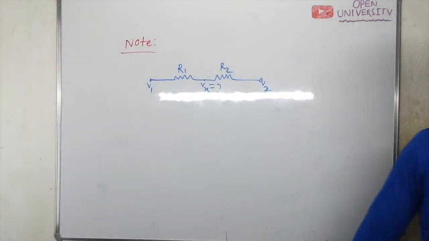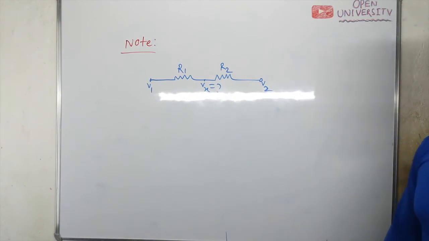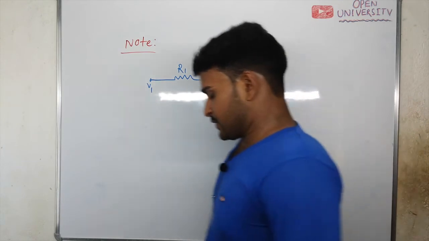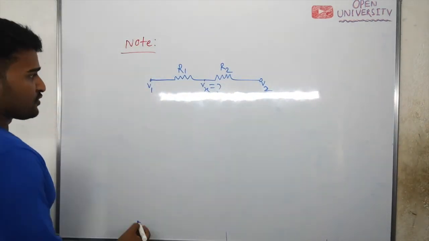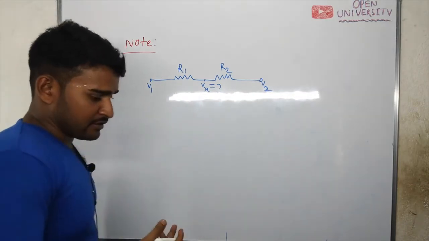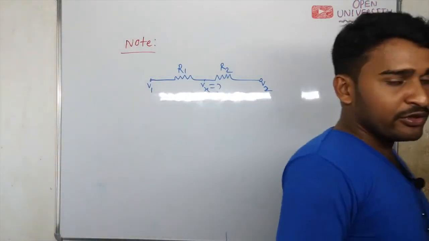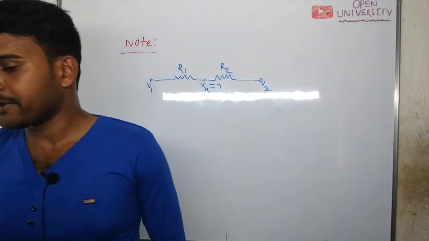To find Vx, I will use superposition principle. What is superposition principle? The response is the sum of the responses due to the individual inputs. While you find the response due to a particular input, you need to consider the other input to be 0, or you need to deactivate it.